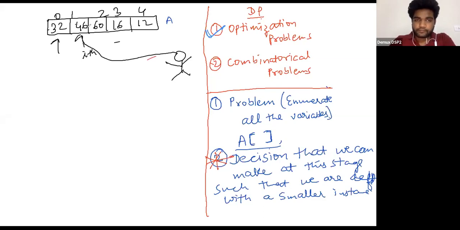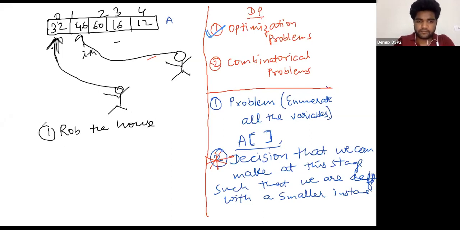So here, one decision could be that obviously the robber is here and you have a list of houses lined up. The robber will go to the first house, right? And he will either rob the house or not rob the house. Correct? So that is the decision that the robber can make here, that he will either rob the house or not rob the house. That's one. Yeah, it is include, exclude. I will show you this question can be done through another decision also, which we will see.